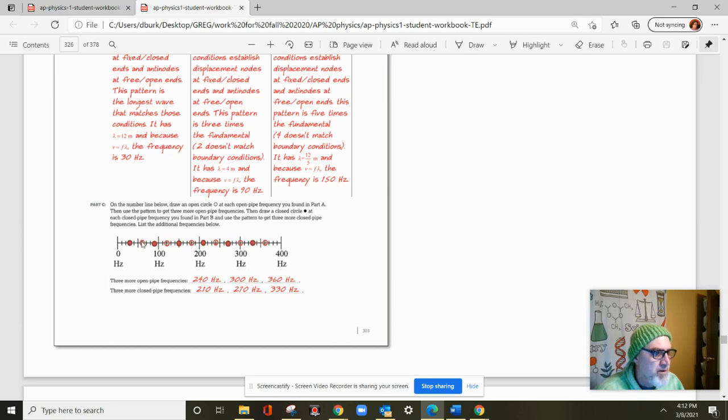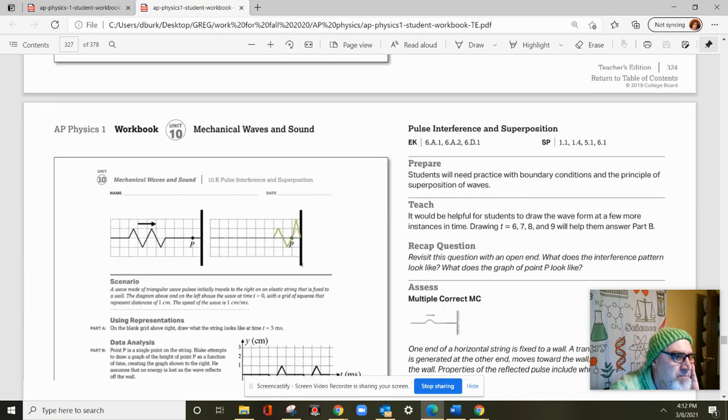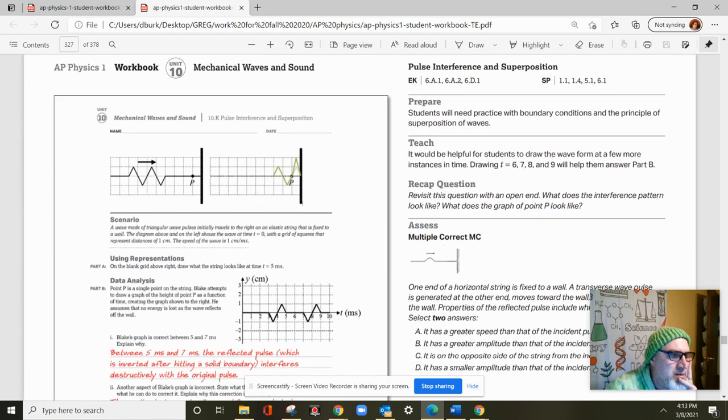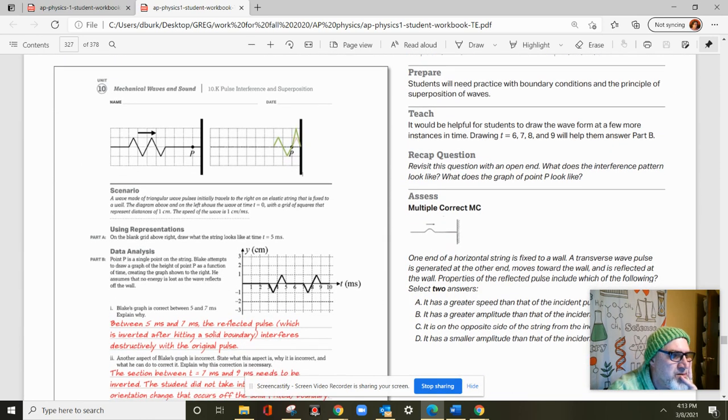So what's the pattern? It goes every 60, right? So 180 plus 60 would be 240, 300, 360. The closed pipe is 30, 90, 150. So we go 30, 90, 150. It looks like they're happening every 60 hertz again. So 150 would be 210, 270, 330. That's the last one that fits. And I'm just going to stop right there because I'm not even sure we're going all the way to K this week.